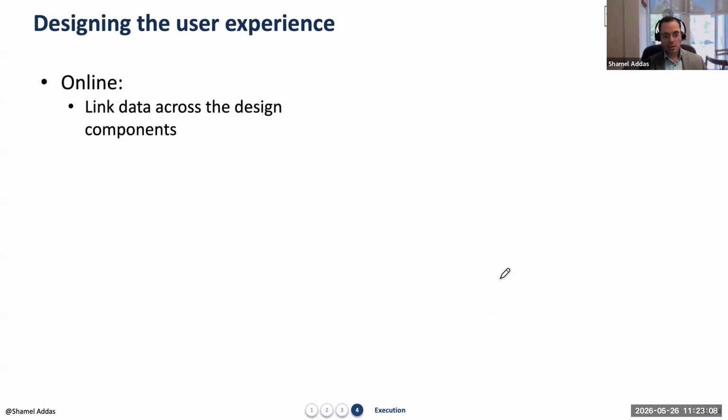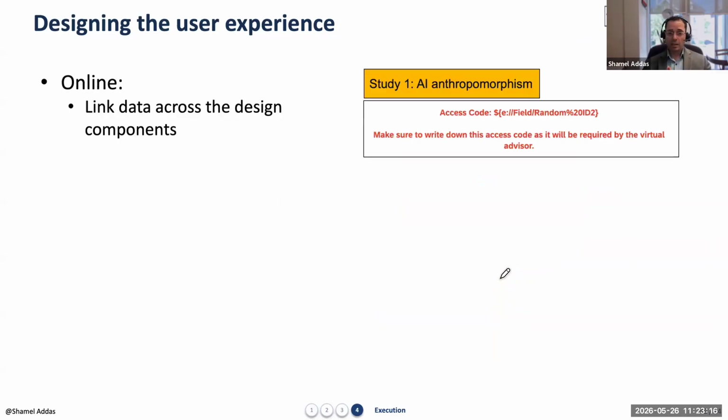All right, online. Sometimes it's important, especially if you have different design components in your study, that you think about how the data will be linked. A clever technique we used in study one, AI anthropomorphism, where there were different components: an interaction with an AI agent, a survey that participants had to complete after the interaction, and one before the interaction. So three different elements. We created a random access code, and then we used JavaScript to match this code across the different interactions. This allows us to put together the answers across the three elements for each participant.